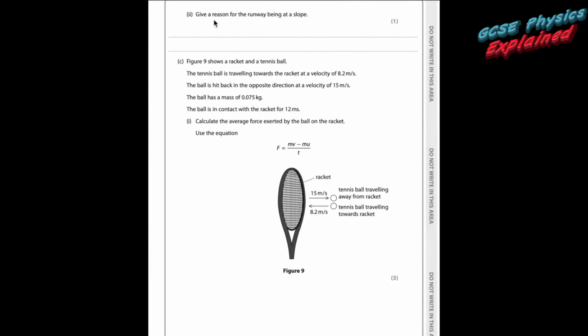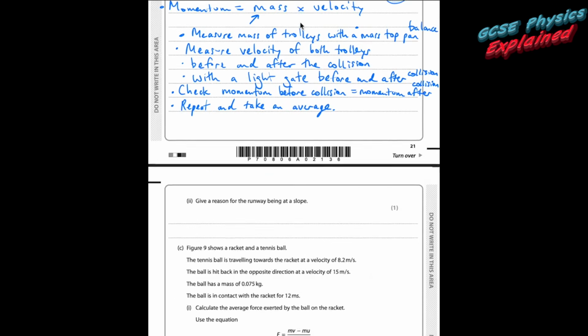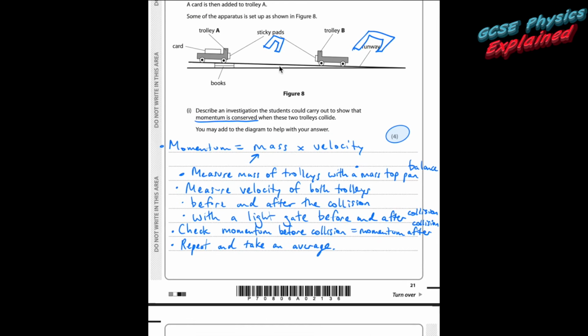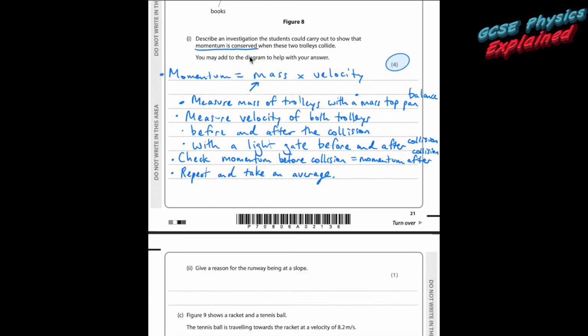Part 2. Give a reason for the runway being at a slope. So if you'll notice, the runway is just on a very gentle slope. And the reason for that is so that the trolley A would just start to roll, but it wouldn't accelerate. And what that means is you have managed to reduce the effect of friction, which would mess up your results.